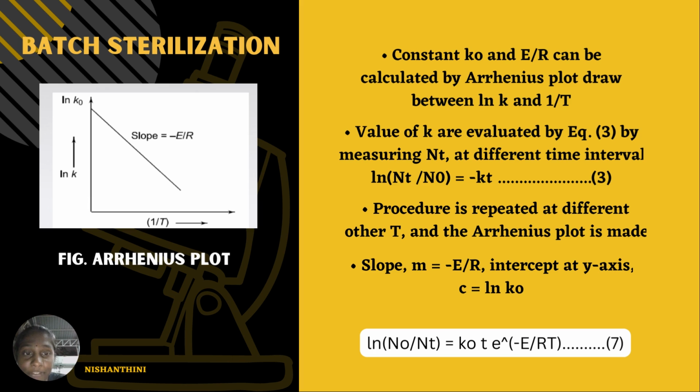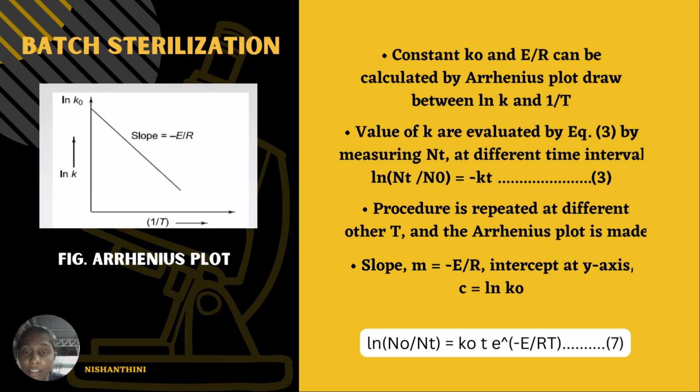The procedure is repeated at different temperatures, and the Arrhenius plot is made as a graph so that we can get a gradient, slope m, which equals negative E over R, and the intercept on the y-axis, c, which equals ln k0.